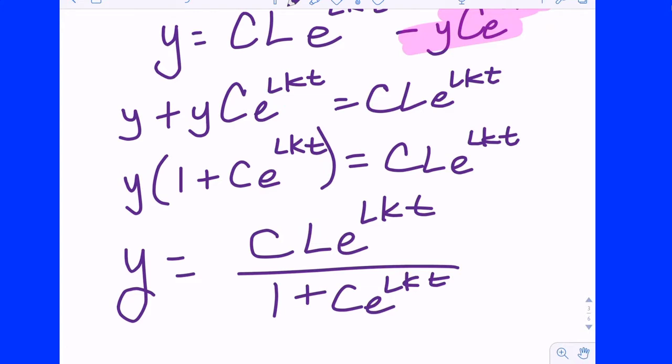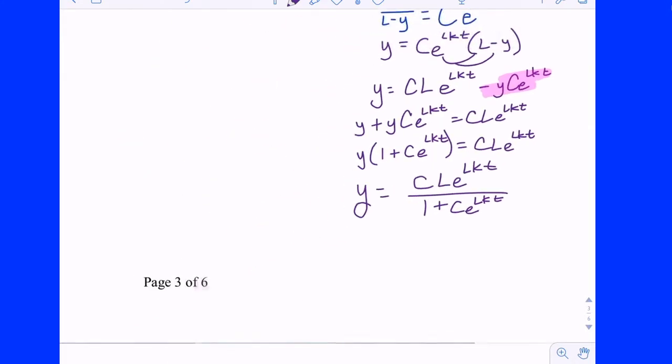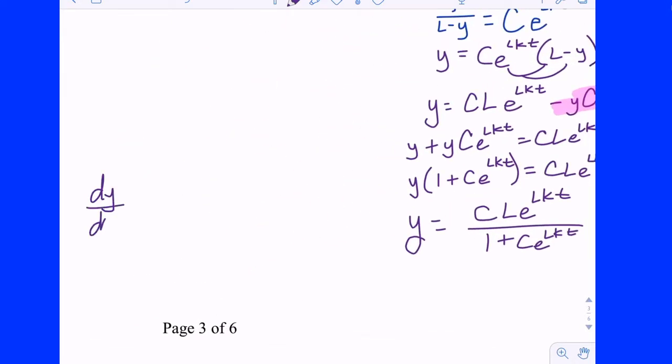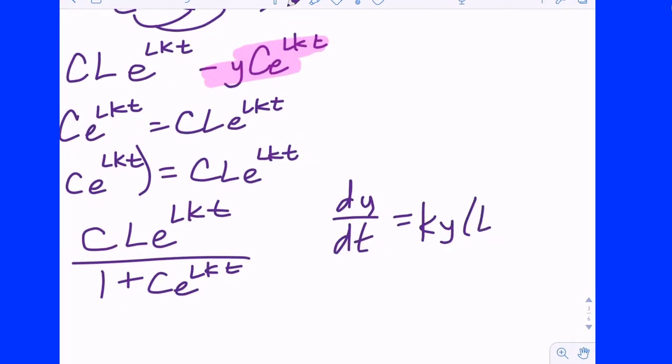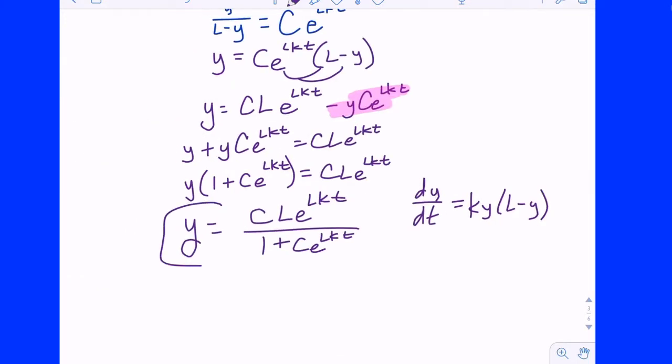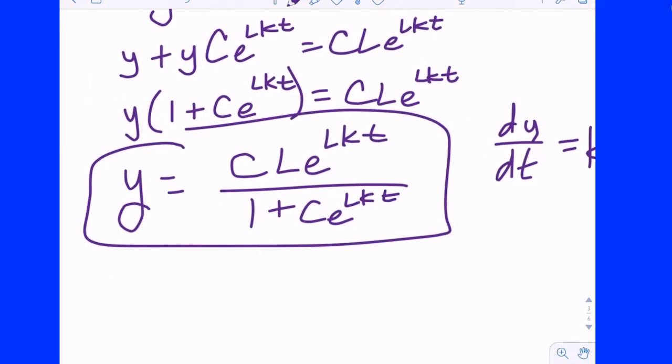Did I solve for Y? I sure did. So, let's review. If you ever have dy dt equaling k times y, then the general solution is the sec equation, right? Pretty easy to remember. Y equals sec. But if you ever have dy dt equals k times y times L minus y, then y equals that, which is not as easy to remember, huh? I don't even know what I said.